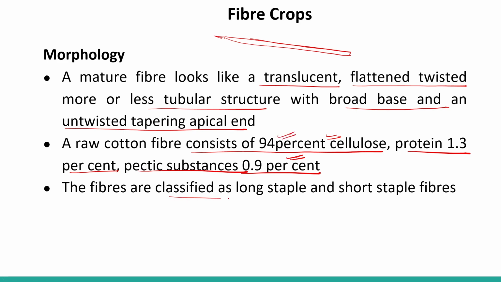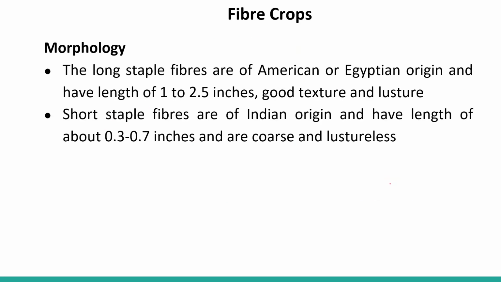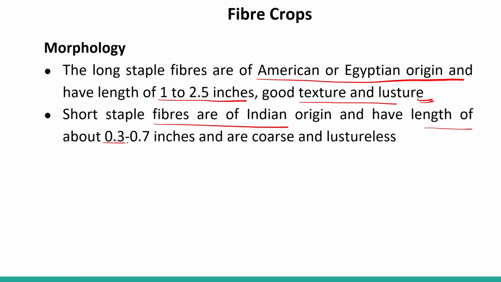The fibers are classified as long staple and short staple fibers. The long staple fibers are of American or Egyptian origin and have a length of 1 to 2.5 inches, with good texture and luster, so they are used for textiles. And the short staple fibers are of Indian origin and have a length of 0.3 to 0.7 inches and are coarse and lustreless. So they do not have any luster. They are coarse fibers.